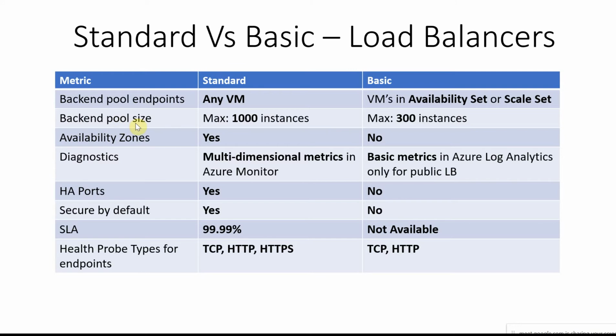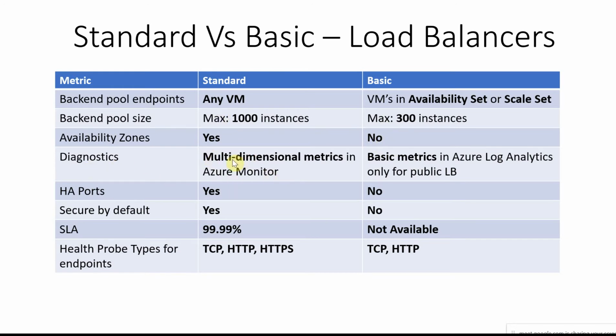And the pool size, meaning how many VM instances you can associate in a backend pool: in standard it is 1000, whereas in basic it is 300. And availability zone support: yes in standard, where the VMs spread across data centers, whereas here availability zones are not supported.